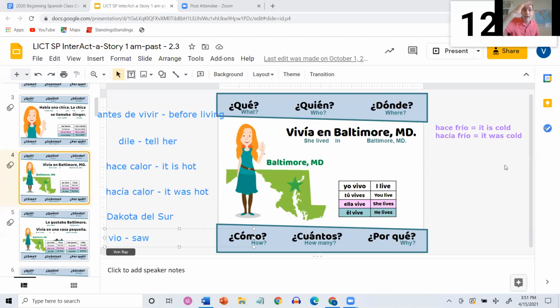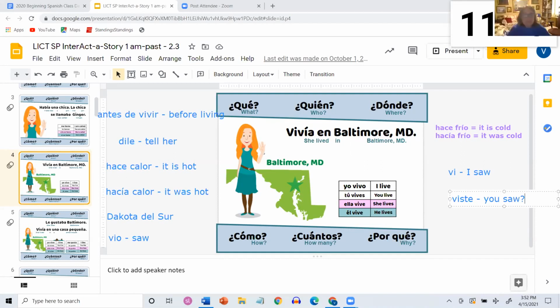Peter, tú ves, I'm going to switch to the present, it's fine. Peter, ¿tú ves a Joe? No, yo vio a Joe. Oh, okay, muy bien. Class, how would Peter say I saw Joe? Yo vi. And I'm going to ask Peter, did you see Joe? I'm going to say, ¿viste? Peter, ¿tú viste a Joe? Sí, yo vi a Joe en Hawaii. Oh, excelente. Peter vio a Joe in Hawaii.